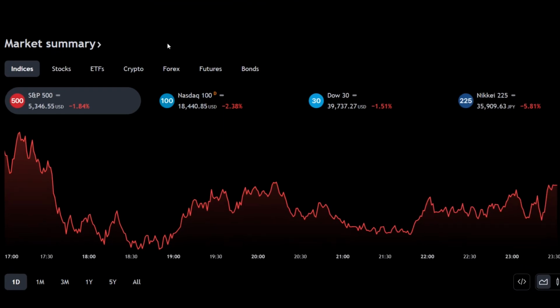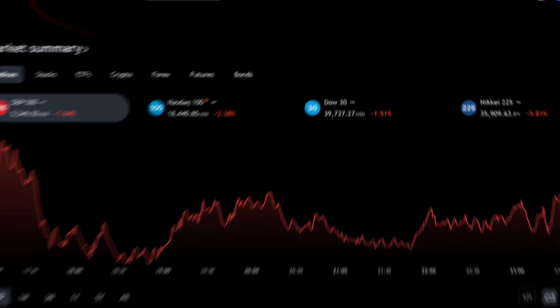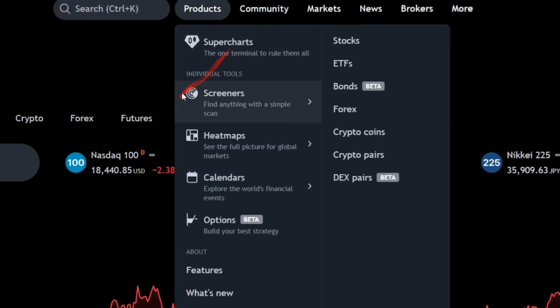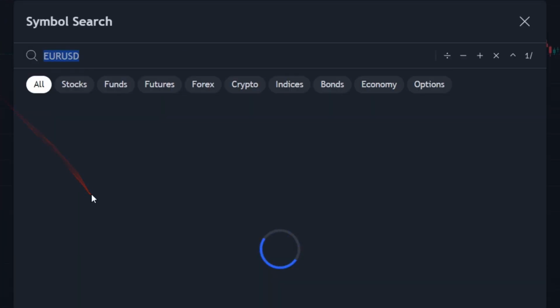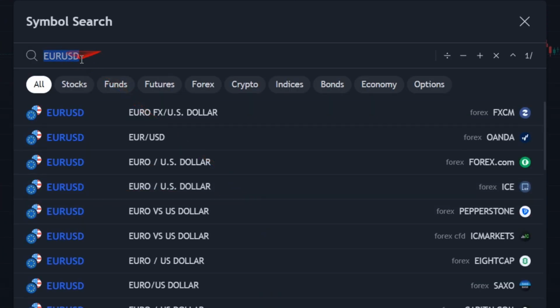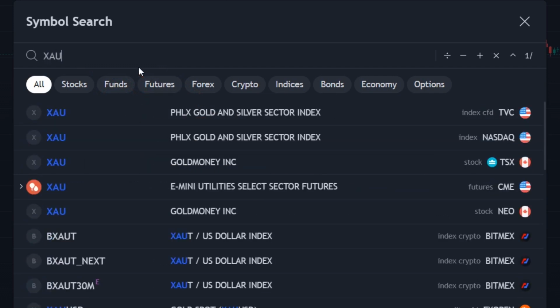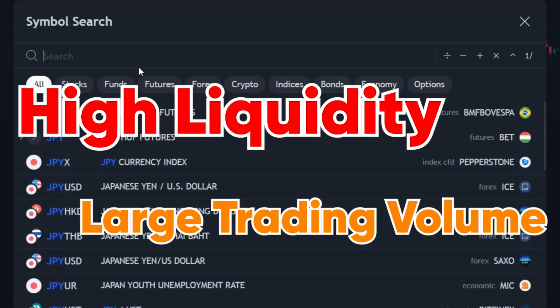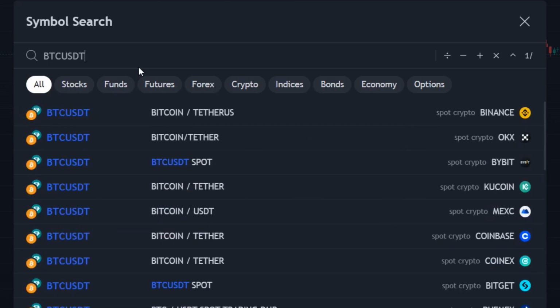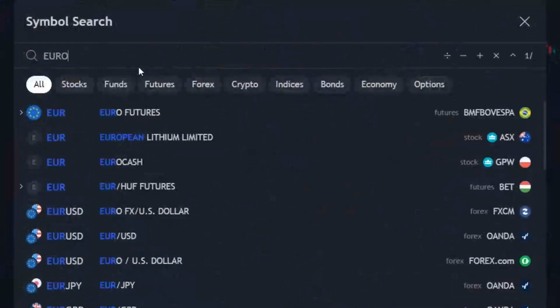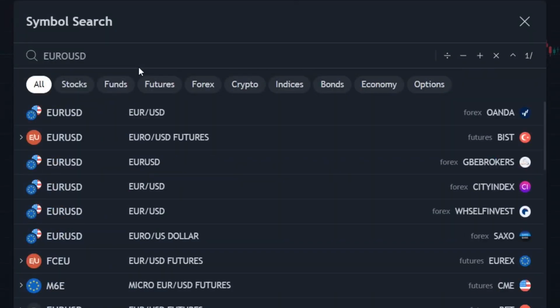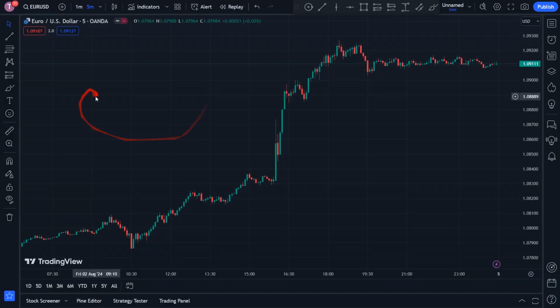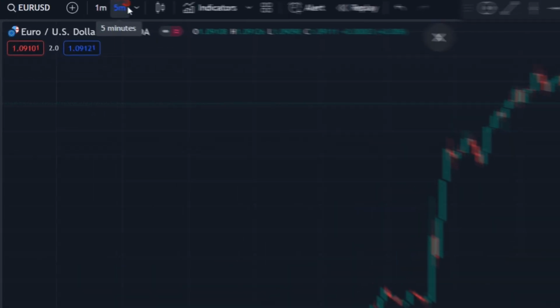First of all, as always, we need to go to the TradingView website and select the chart section. Now, from the symbol section, you need to choose a symbol for your trade. Since this is a scalping strategy and we don't want our trade to remain open for several days, we should select symbols that have high liquidity and large trading volume so that we can make good money from their small fluctuations.